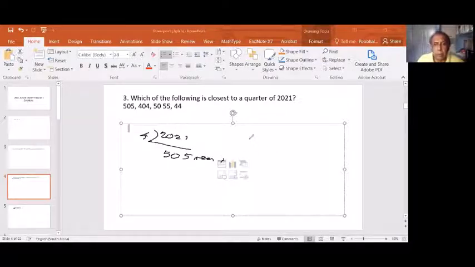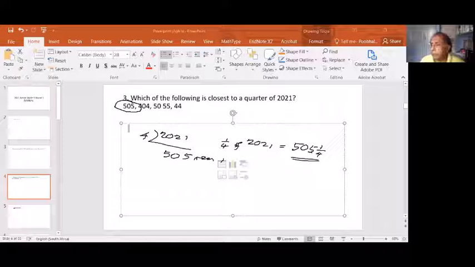So 2021, 1/4 of that is 505, and the remainder 1 means it's 1/4. Okay, so the number which is closest to this number here, if you look at these numbers, this is 505 1/4, and the answer is clearly 505.